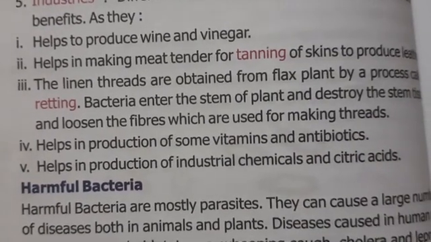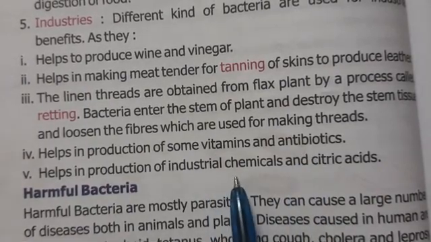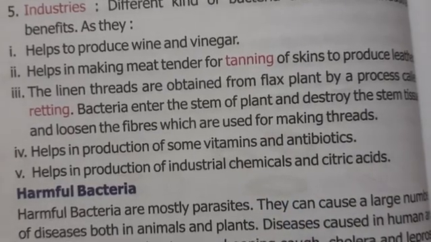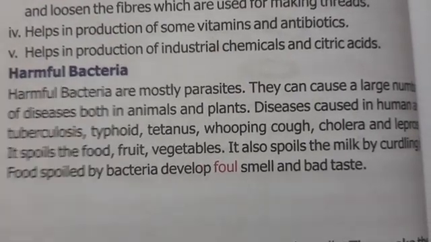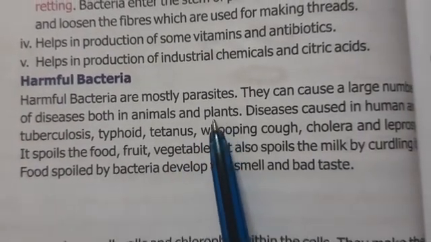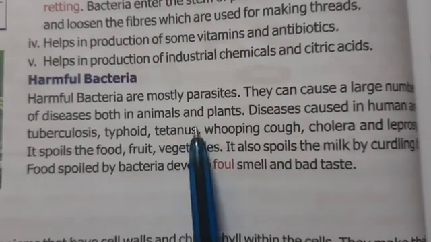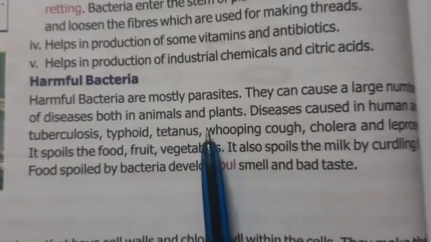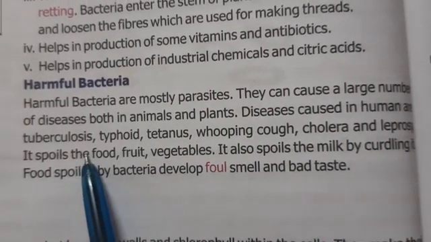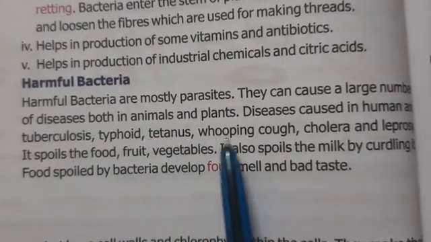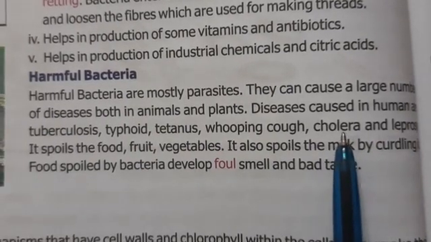Then bacteria are also used for making antibiotics in medicines. Then in industries for chemicals and making citric acid. Then there are harmful bacteria also. Harmful bacteria are mostly parasites. That means these bacteria will cause diseases in plants as well as animals, as well as in human beings. So what are the various kinds of diseases caused in human beings by bacteria? Tuberculosis, typhoid, tetanus, whooping cough, cholera, leprosy. All these are diseases which are caused by bacteria.